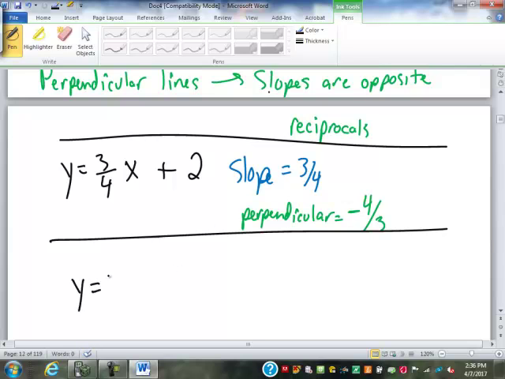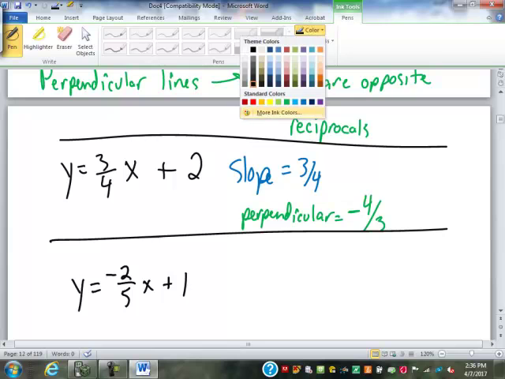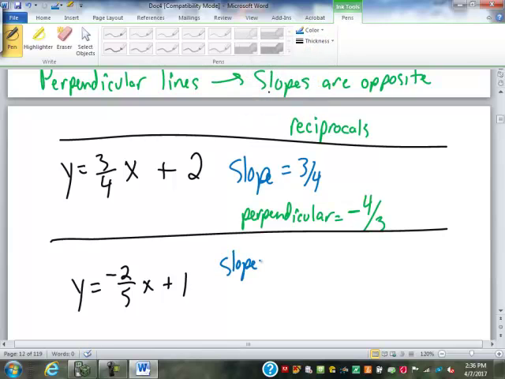So I have y equals negative 2/5 x plus 1. What is the slope of that line? Negative 2/5. Good, just the number that multiplies x. What is the slope of the perpendicular? Careful. This one was negative, so this one's going to have to be positive 5/2. So if one of them's negative, the other one has to be positive.